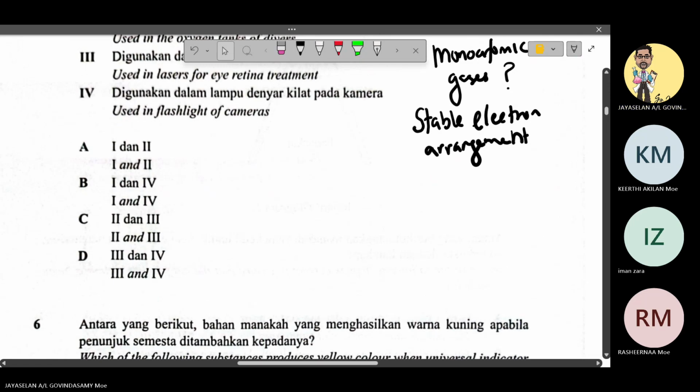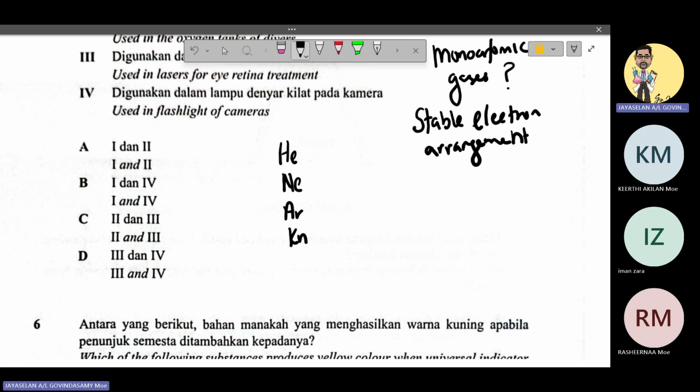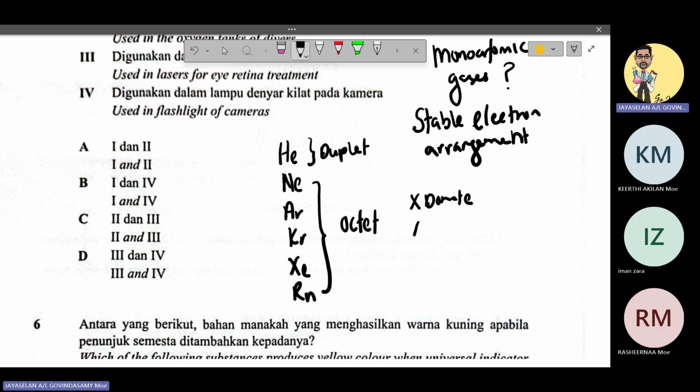Any question? Here are krypton, xenon, radon. These are the noble gases. Helium has already achieved duplet. The other noble gases have already achieved octet electron arrangement. Therefore, they are very stable. They do not donate, they do not accept, they do not share their valence electrons with anyone. Okay, any question?